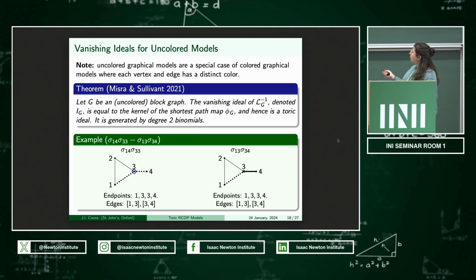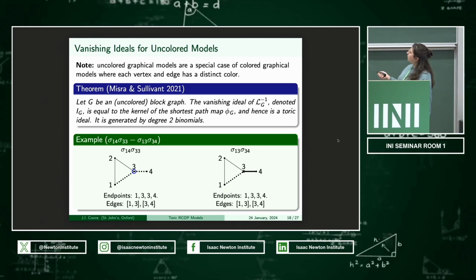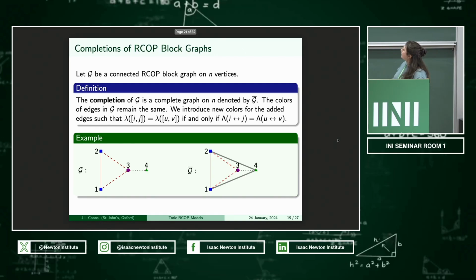And so for example, it's the thing that I was describing before. If I take this binomial, before I'd replaced 1s with 2, but so sigma 1,4 times sigma 3,3 minus sigma 1,3 times sigma 3,4, and I collect the endpoints and the edges of each of these, I get the same multiset. So it's in the kernel of the shortest path map.